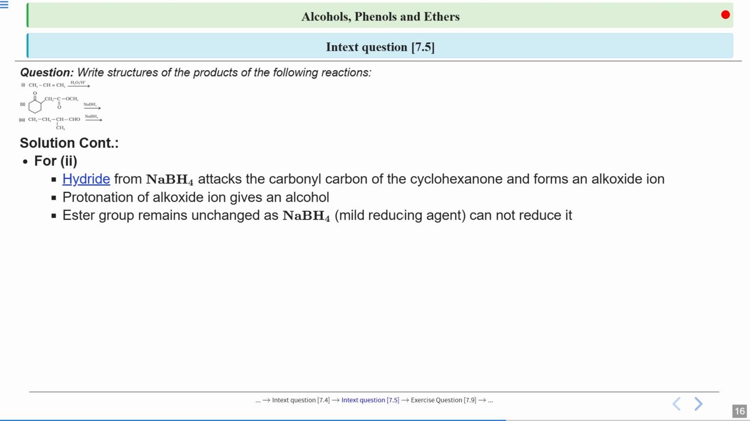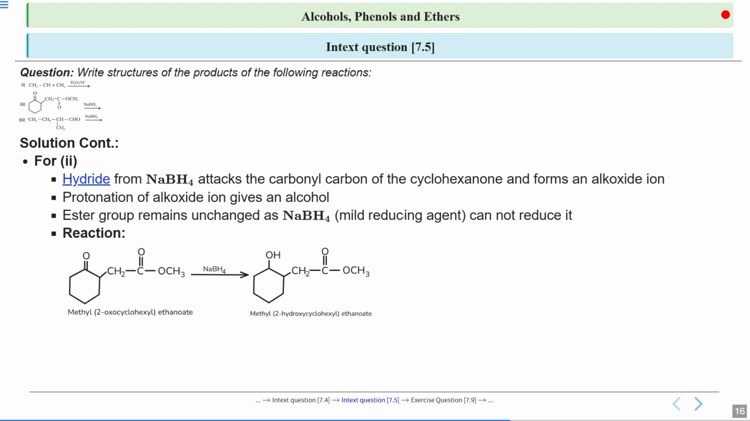Now you will see in the question that an ester group is also here. So this ester group will remain unchanged because we know that sodium borohydride is a mild reducing agent. Being a mild reducing agent, it cannot reduce this ester group. Okay, it can only reduce this carbonyl group. So see this carbonyl group over here. Now sodium borohydride gives H minus over here.